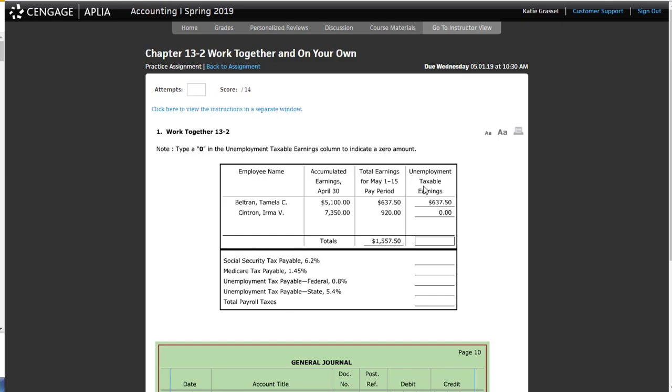Now, I'm going to add down my unemployment taxes. I don't even need a calculator for that one. That's $637.50.